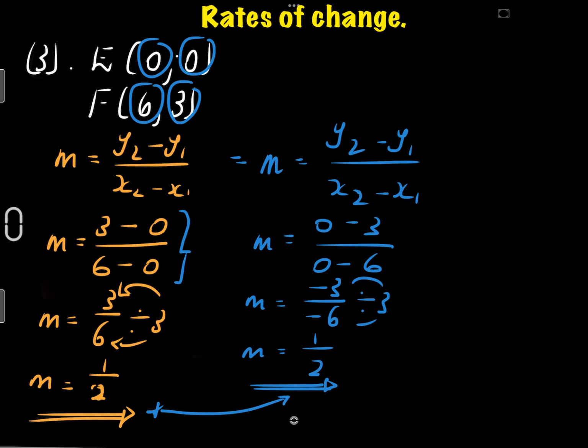So basically one can always use either one of them, but making sure that one keeps the order in which one subtracts the coordinates of the points, starting with the numerator and then the denominator.